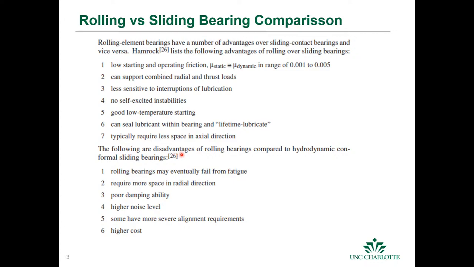The following disadvantages of rolling bearings compared to hydrodynamic conformal sliding bearings are that roller bearings may eventually fail from fatigue. They require more space in the radial direction. They have poor damping quality. They have a higher noise level, and they have more severe alignment requirements, and they cost more.